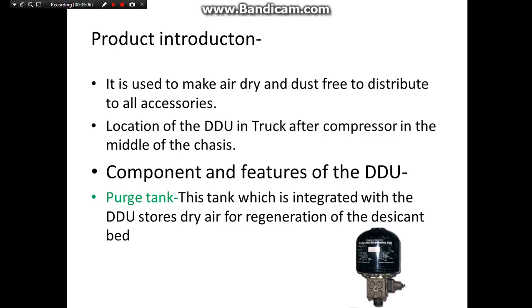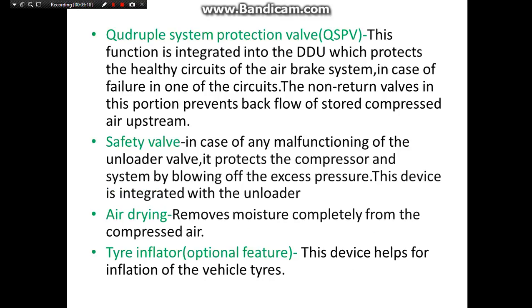Components and features of the DDU. Purge tank: this tank, which is integrated with the DDU, stores dry air for regeneration of the desiccant. Quadruple circuit protection valve: this function is integrated into the DDU, which protects the healthy circuit of the air brake system. In case of failure in one of the circuits, the non-return valves in this portion prevent backflow of stored compressed air upstream. Safety valve.